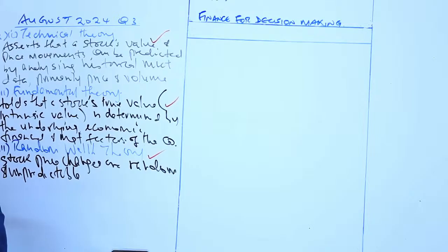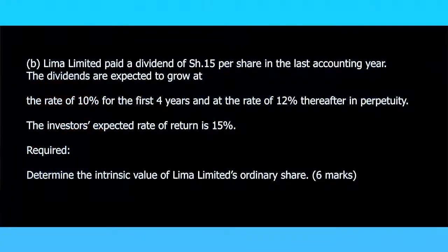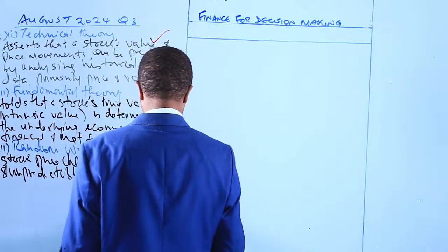Now let's move to the second part of the question. The second part of this question reads that Lima Limited paid a dividend of 15 shillings per share in the last accounting year. The dividends are expected to grow at the rate of 10% for the first 4 years and at the rate of 12% thereafter in perpetuity. The investor's expected rate of return is 15%. Required, determine the intrinsic value of Lima Limited's ordinary share. 6 marks. This is part B.